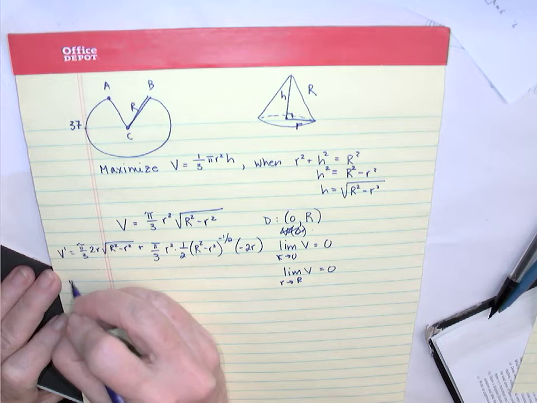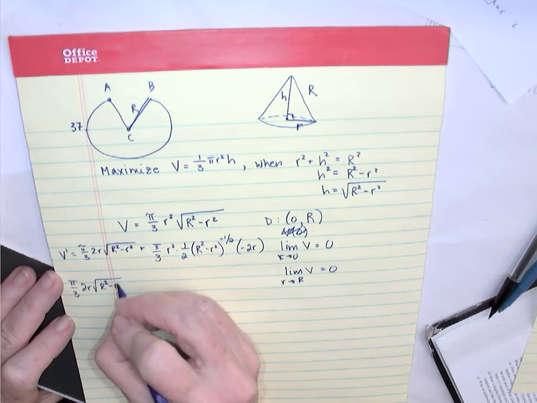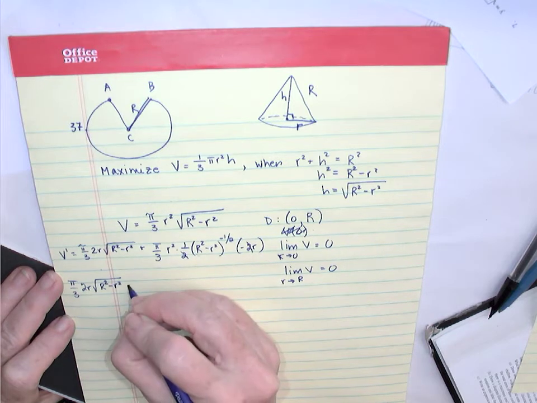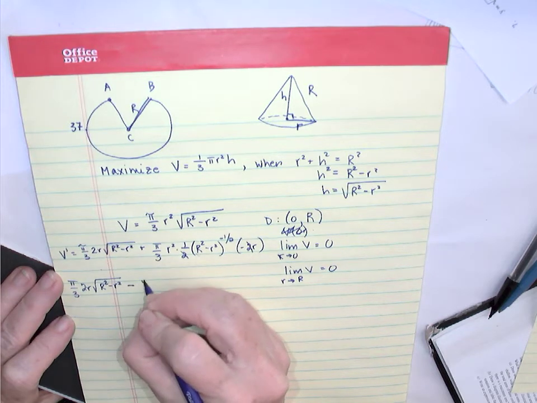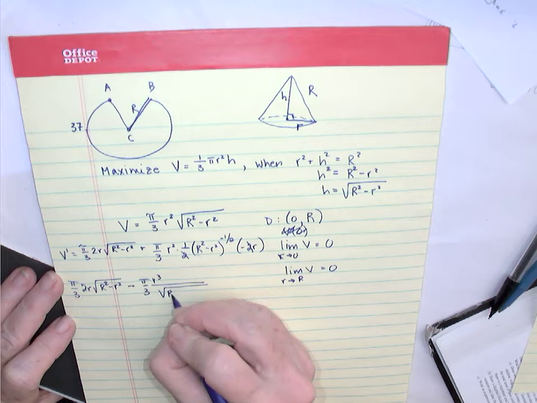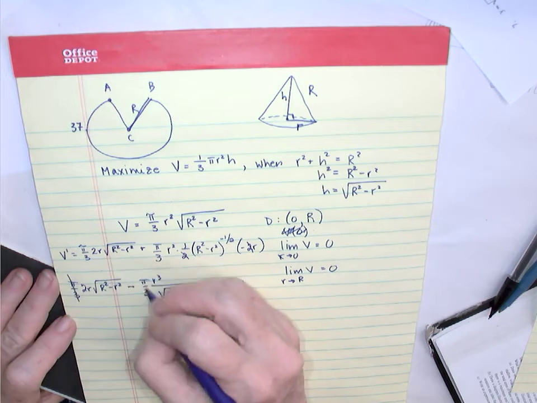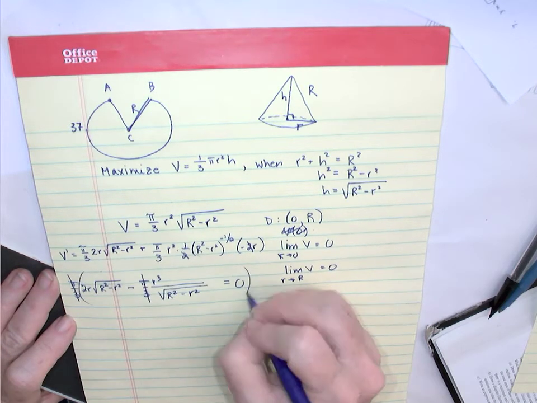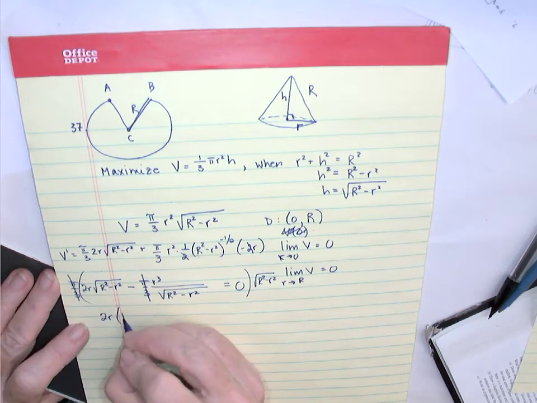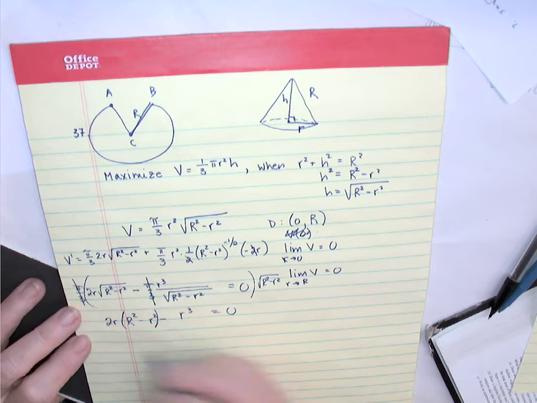Let's set that equal to 0. So let's see, we're going to have pi over 3. We're going to have 2r square root of R squared minus r squared. These 2's will cancel out. This is going to become minus pi over 3 r to the third all over square root of R squared minus r squared is equal to 0. I'm going to divide out those pi over 3's. I'm going to multiply both sides by the square root of R squared minus r squared, which is going to give me 2r quantity R squared minus r squared minus r cubed is equal to 0.